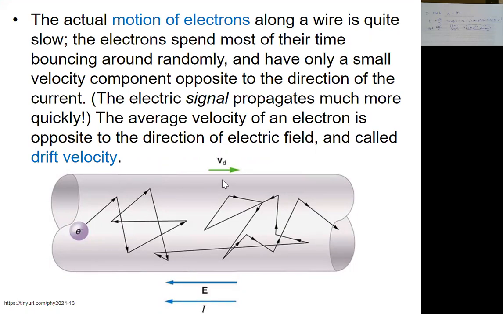And so the average speed that the electron goes is called the drift speed. If you measure the distance it travels in a given time t, then divide by t, that will give you this v, the actual velocity vd. It's a rather small velocity than it appears.